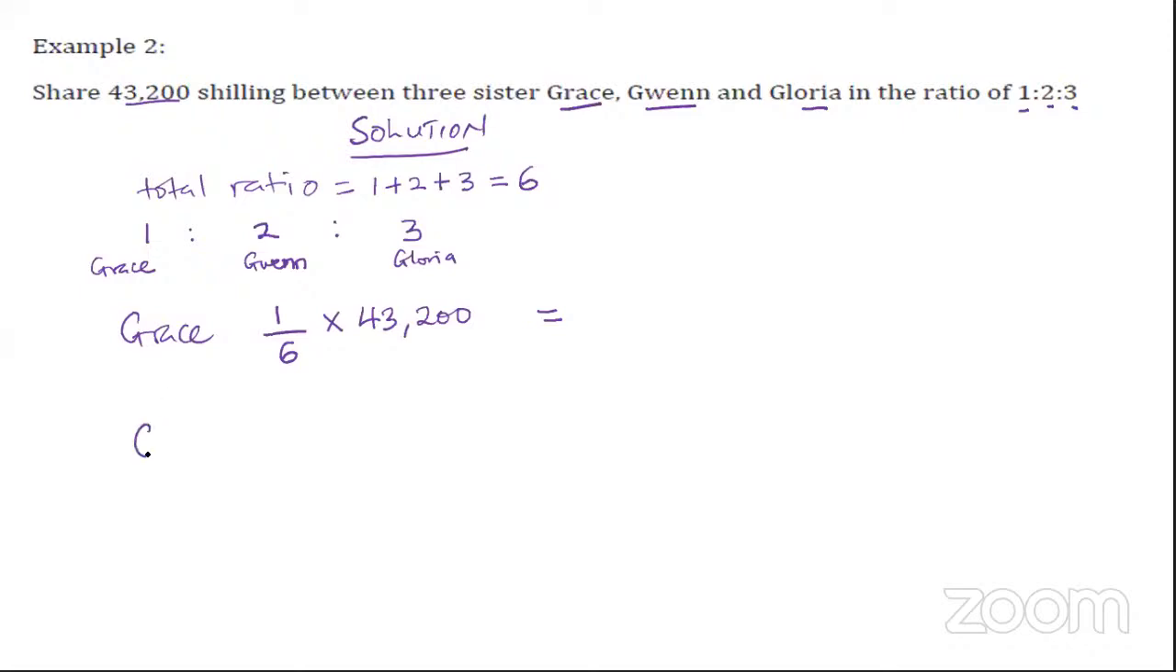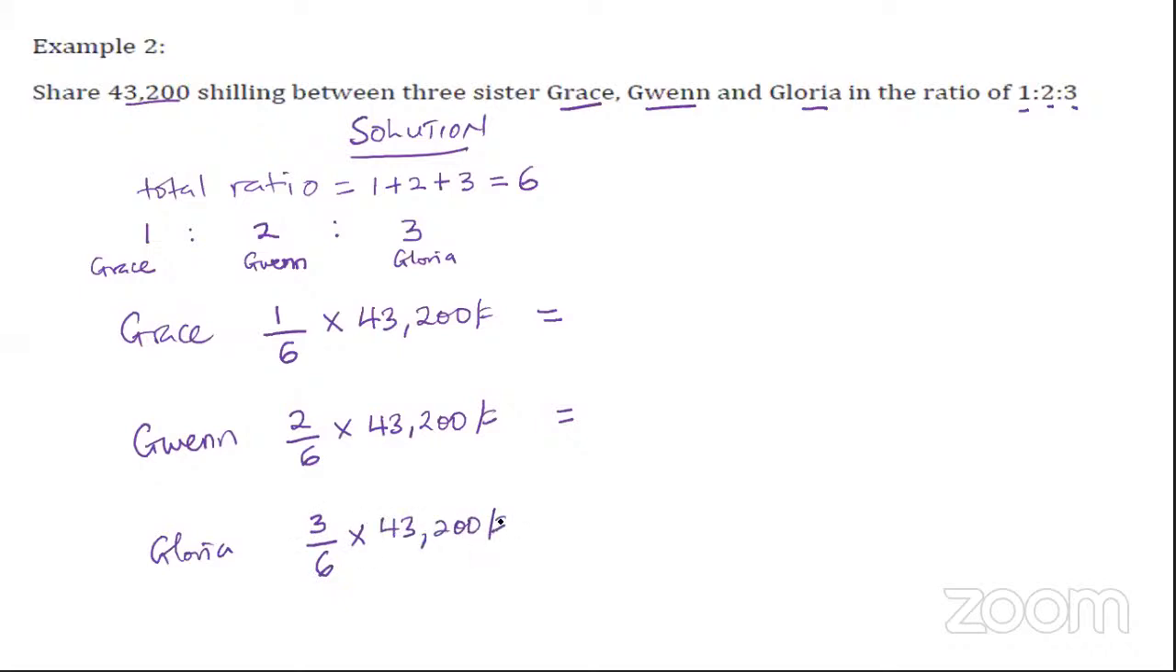Then I also come to Gwen. Gwen will be two out of the total ratio, which is six, times 43,200 shillings. Okay, please, these are shillings. Then you get your answer there. Then the final one is Gloria. Gloria is taking three out of six times 43,200. And then we get our answer right there. This is how we are sharing out.